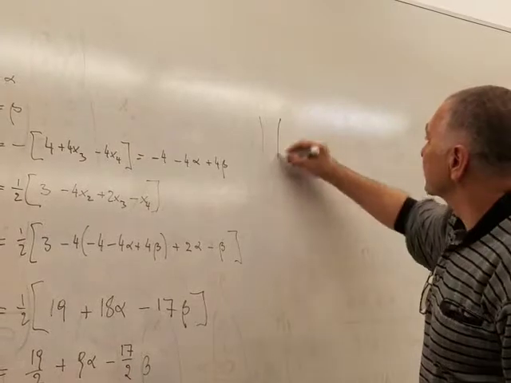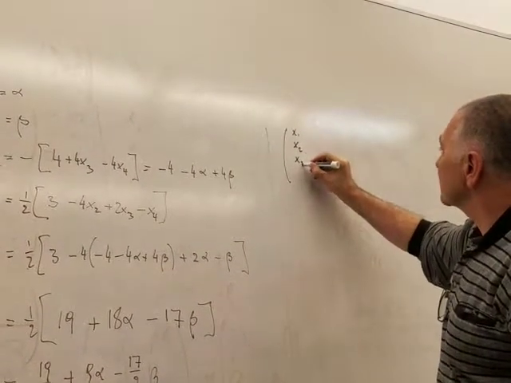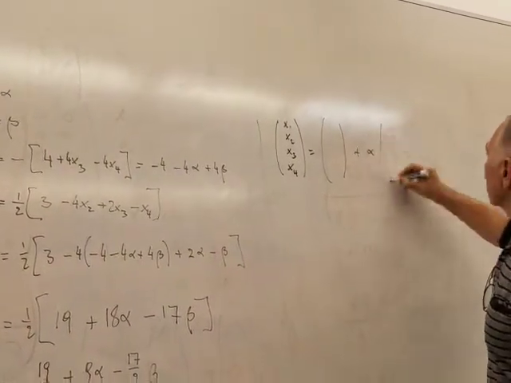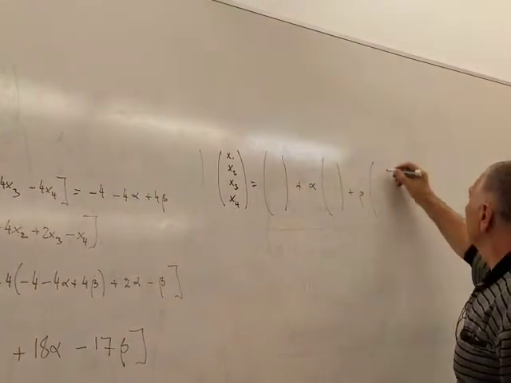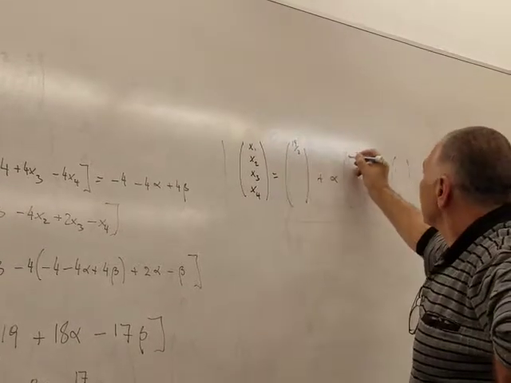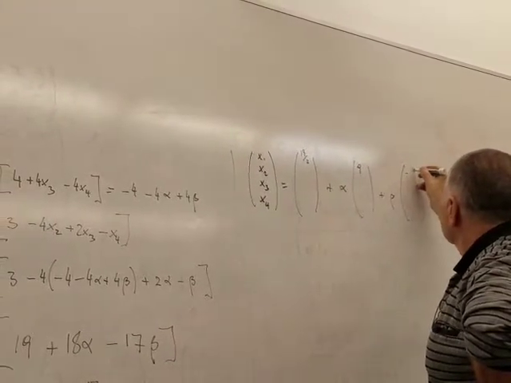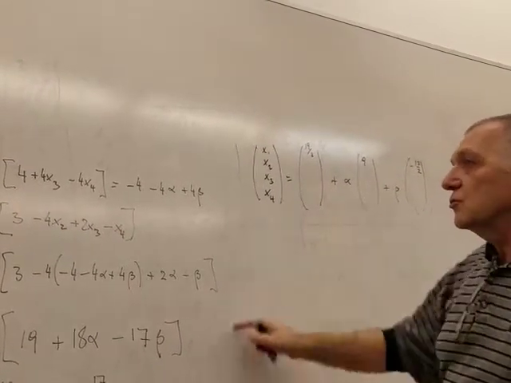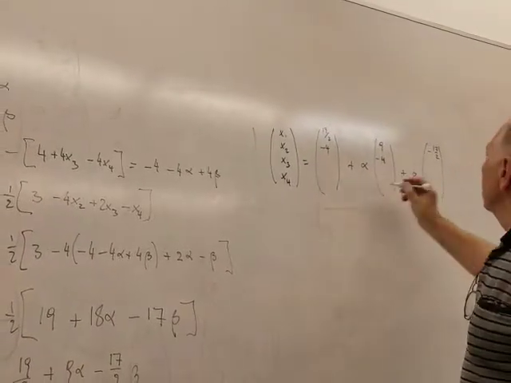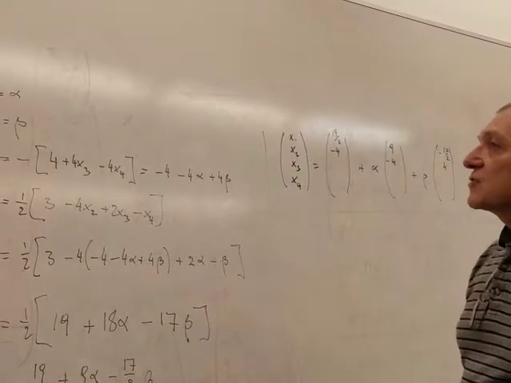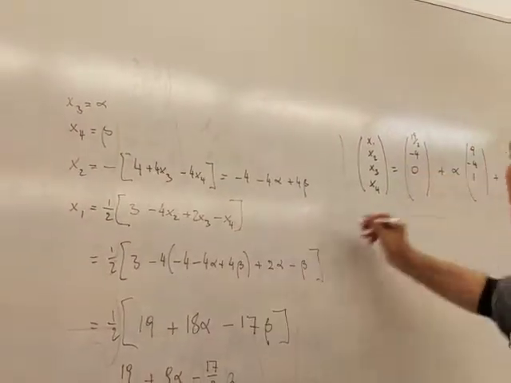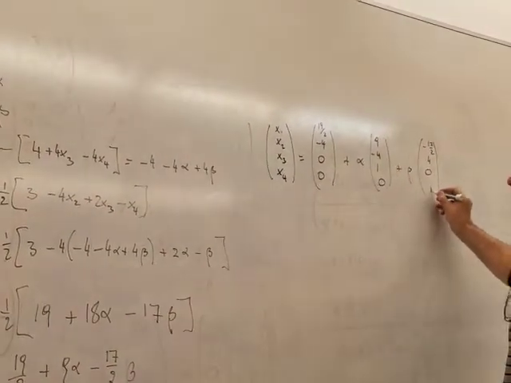I have 4 variables, x1, x2, x3, x4, equal to a constant vector plus an alpha term plus a beta term. And so let's see, x1 is 19 over 2 plus 9 alpha minus 17 over 2 beta. x2 is equal to minus 4 alpha plus 4 beta. x3 is equal to 0 plus 1 alpha plus 0 beta. And x4 is equal to 0 plus 0 alpha plus 1 beta.